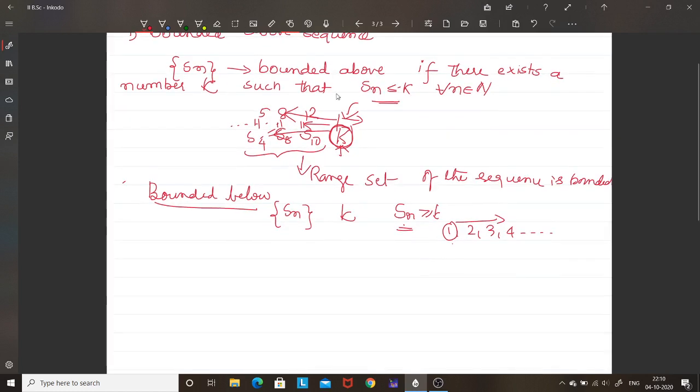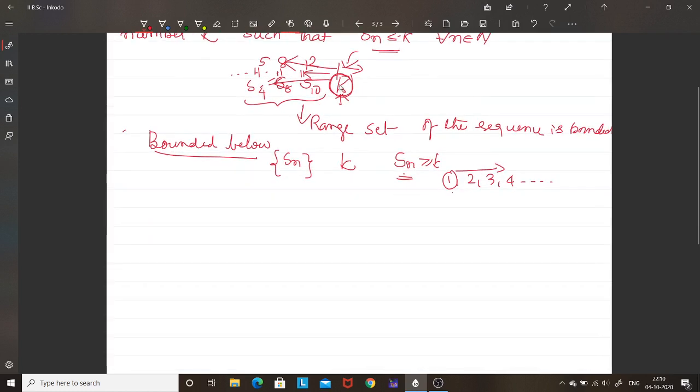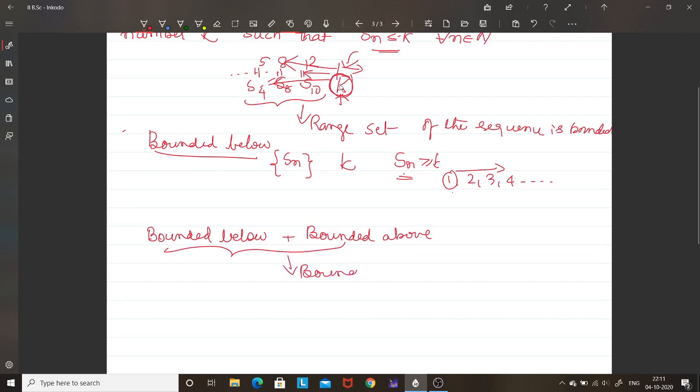So if you take bounded below and bounded above together, the same sequence that is bounded below and bounded above, we can call it just a bounded sequence. If your sequence is bounded below as well as bounded above, then that sequence is called bounded.